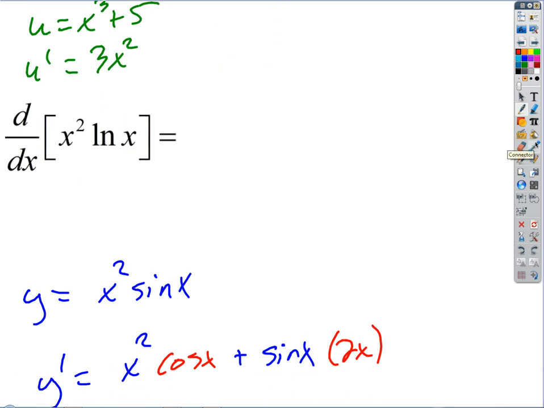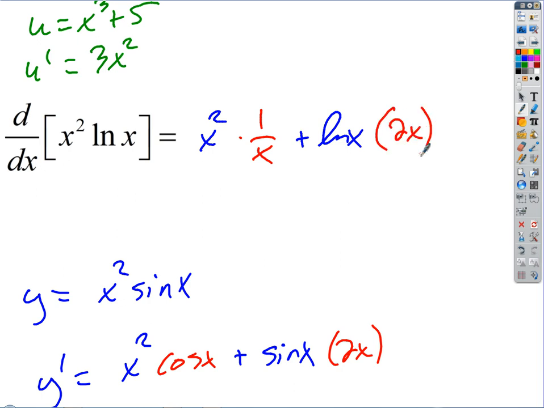But what about here? What's our product? x squared times natural log x. So we got two things: x squared, and a log x, which we're now equipped to differentiate. So what are we going to get? x squared times the derivative of log x, which is 1 over x, plus natural log x times the derivative of x squared, which is 2x.